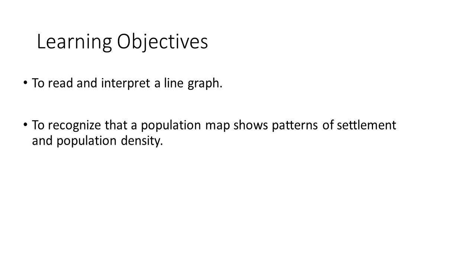Great, so the learning objectives of today's lesson are: 1. You're going to read and interpret a line graph, and the second objective is that you'll recognize that a population map shows patterns of settlement and population density. Do not worry about the vocabulary, we're going to go through it in just a short while.